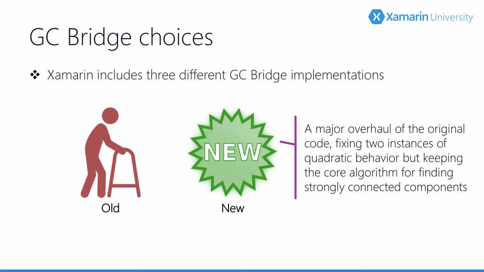The second bridge that we have is the new bridge. This is a rewrite of the old bridge. It uses exactly the same algorithm, but it improves the performance of some of the edge cases that we run across. This is considered stable, but it's not mature enough to be the default bridge for all cases. And in fact, when you're changing the bridge, a key piece of advice is make sure to profile your app and test every single scenario.